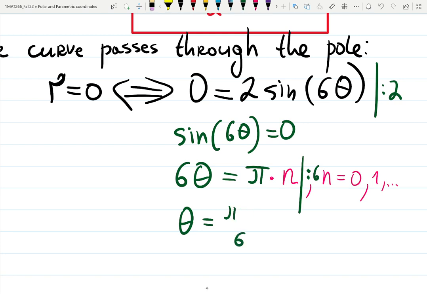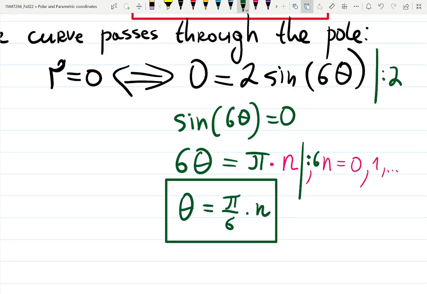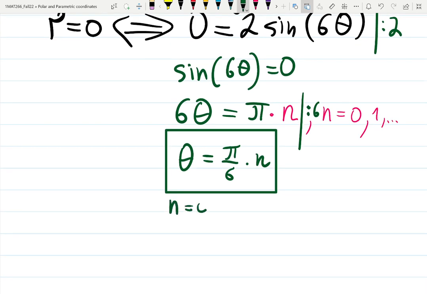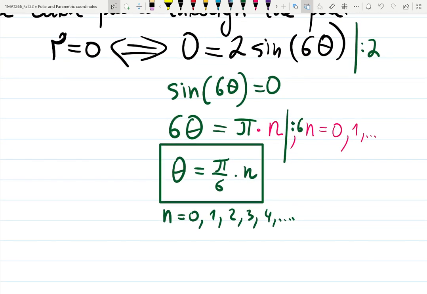Usually people don't write it down like so. Pi over 6 times n, where n is the counter, all the angles being counted. And n is 0 and 1 and 2 and 3 and 4 and so on. Sine at these angles gives you zeros all the time. So that's what we're looking for.